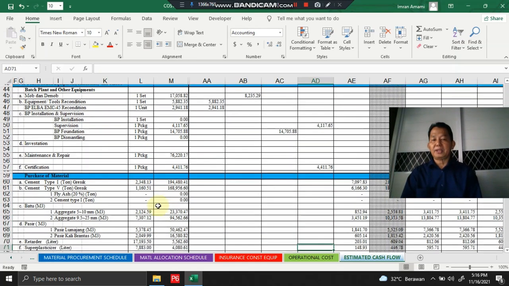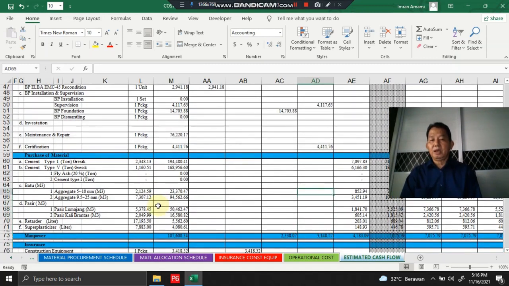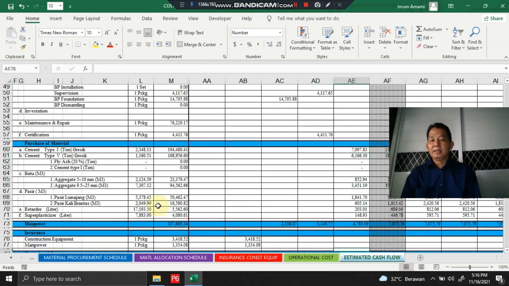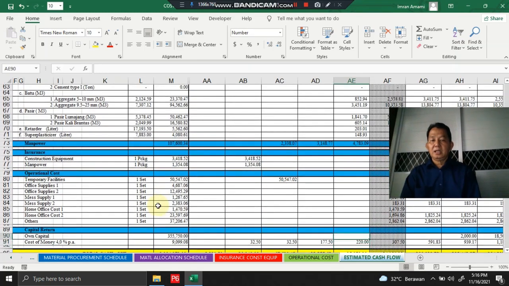And this is purchase material. Purchase material, we put 1 month earlier before the first month of concrete supply here. And then for the construction equipment, we allocate this cost 4 months earlier before the first month of concrete supply. Also for the manpower insurance, 4 months earlier before concrete supply.